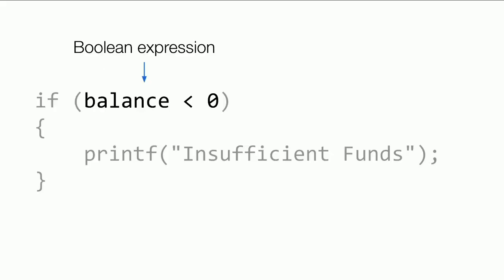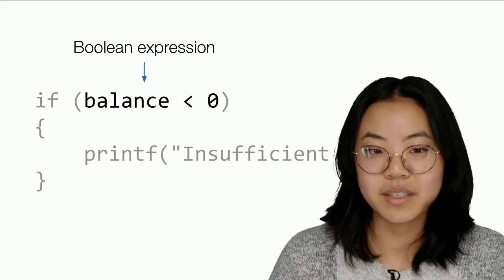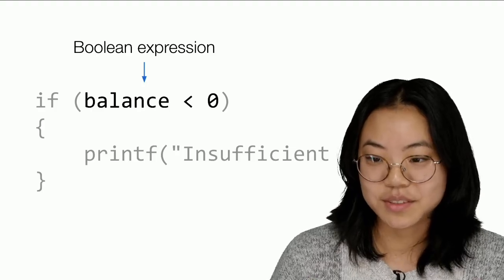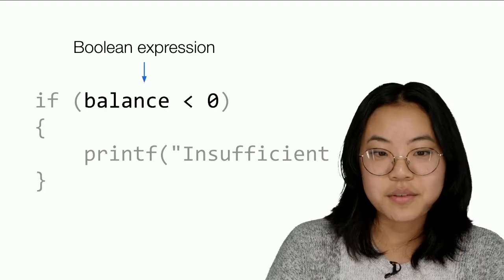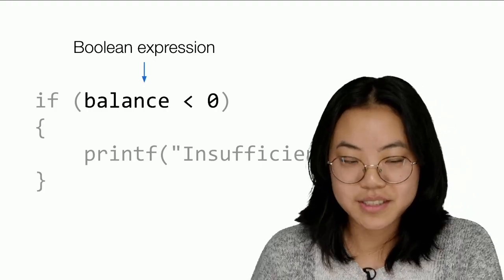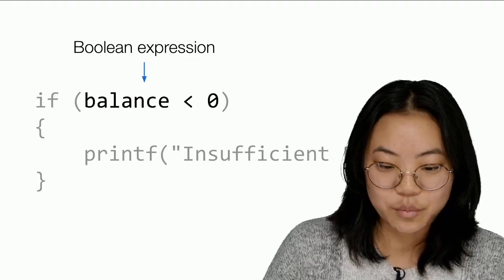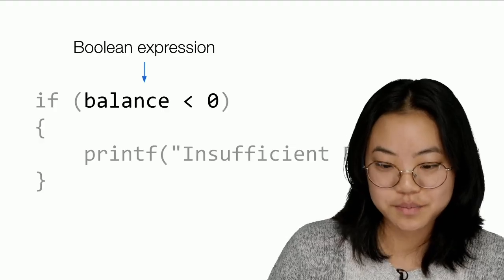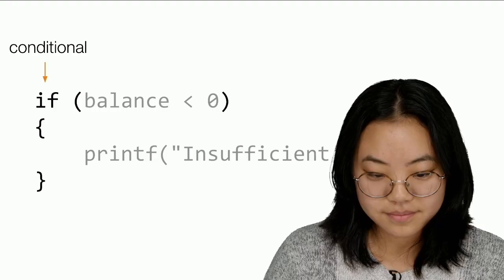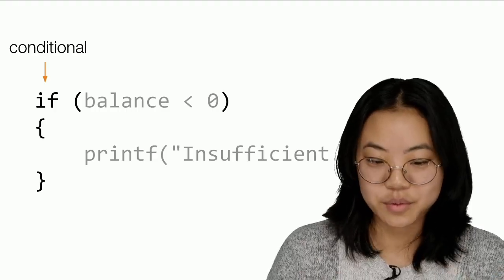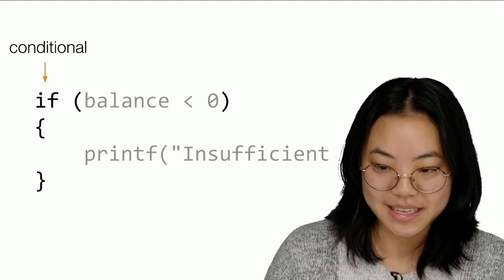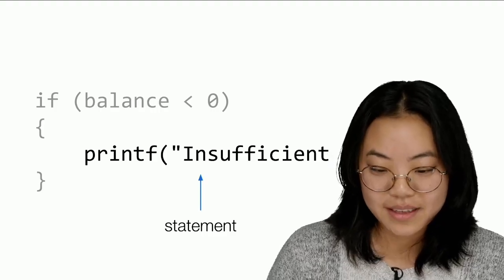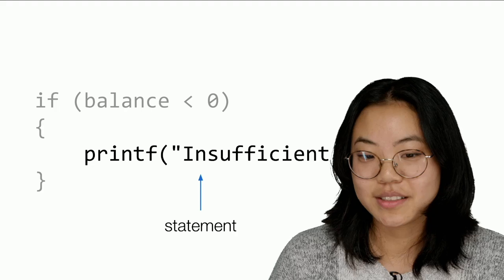So this section here is what we call a Boolean expression. That means that whatever goes inside of those parentheses is going to evaluate to be either true or false. In this case, whether balance is less than 0 will evaluate to be either true or false. This portion of it we call the conditional, the if. And then this statement is going to run if this Boolean expression evaluates to true.